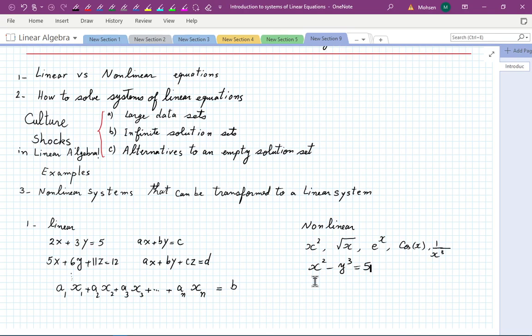Let's go to the biggest issue for today: the issue of culture shocks in linear algebra. That's probably the biggest item at the beginning of a semester. So once you get into this class, one of the things that you see is the problems have lots of numbers in them. So you're dealing with large data sets.